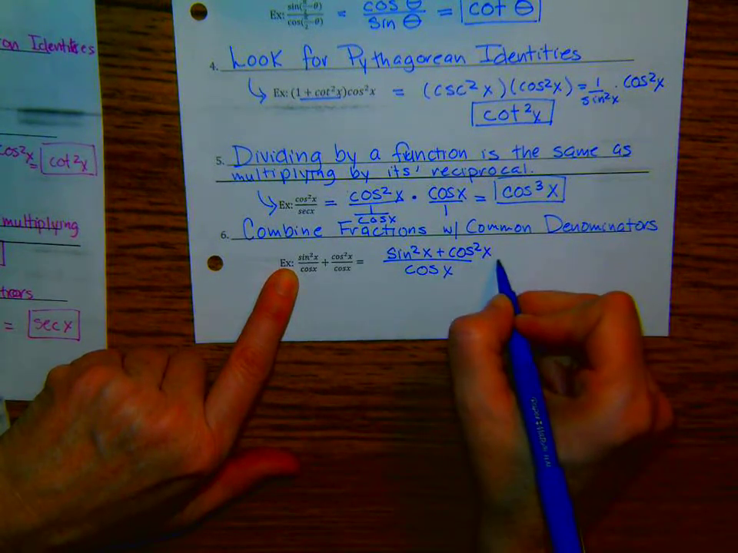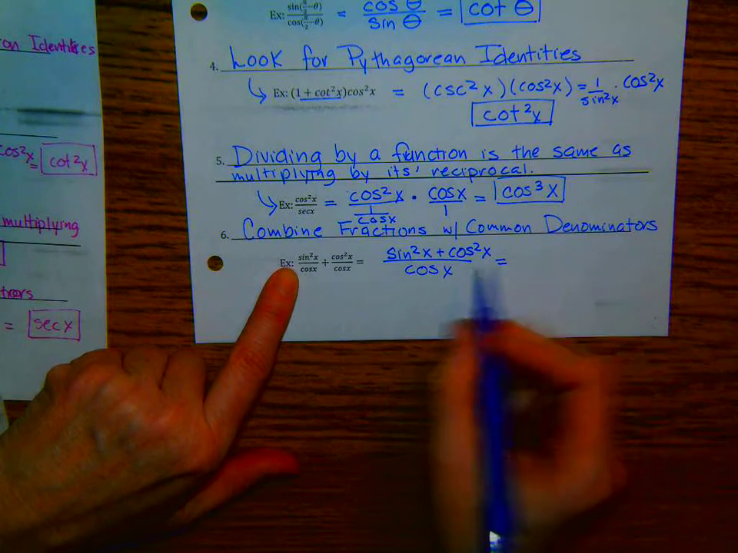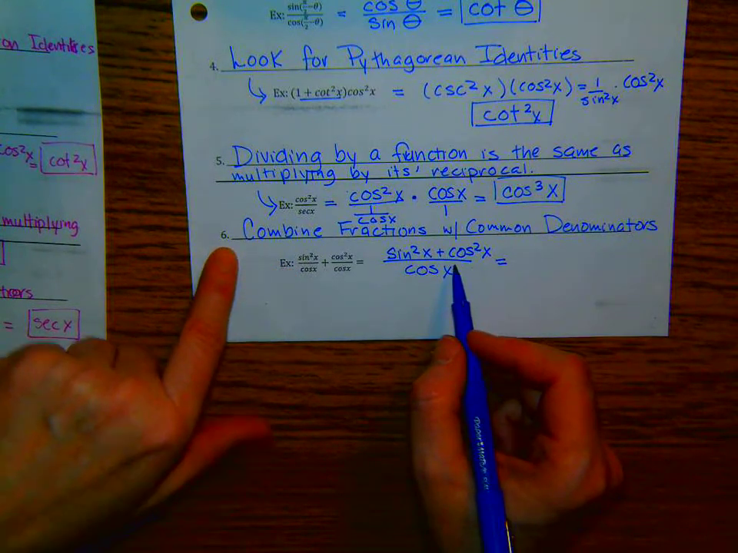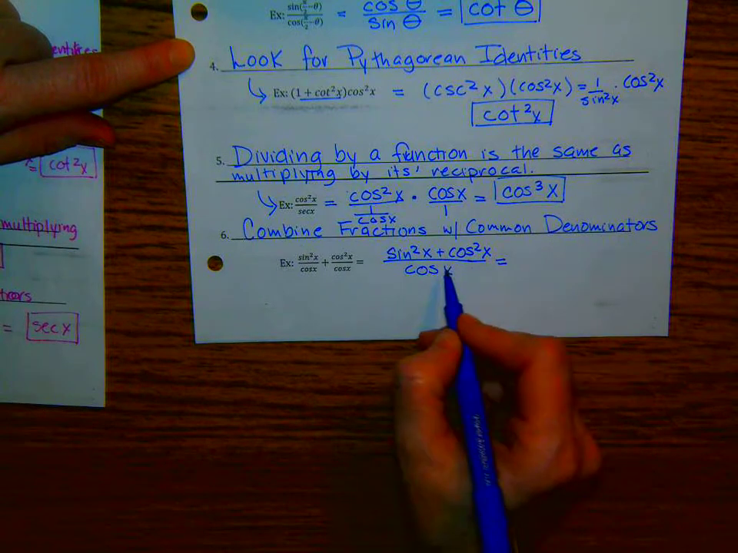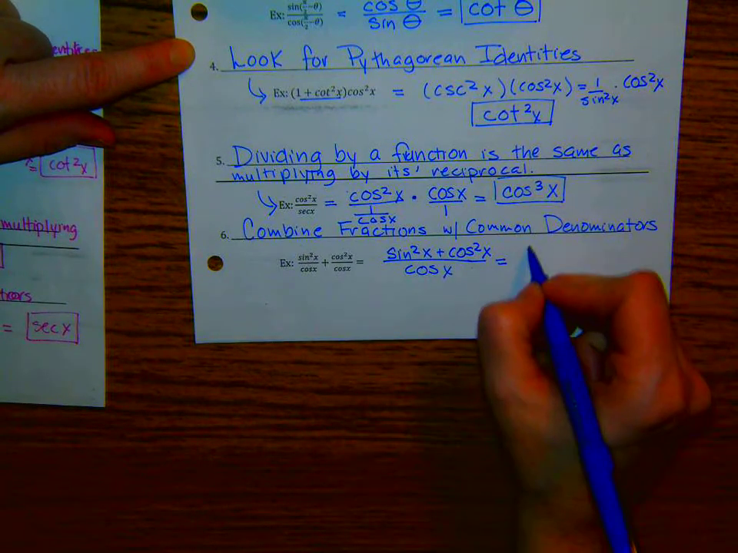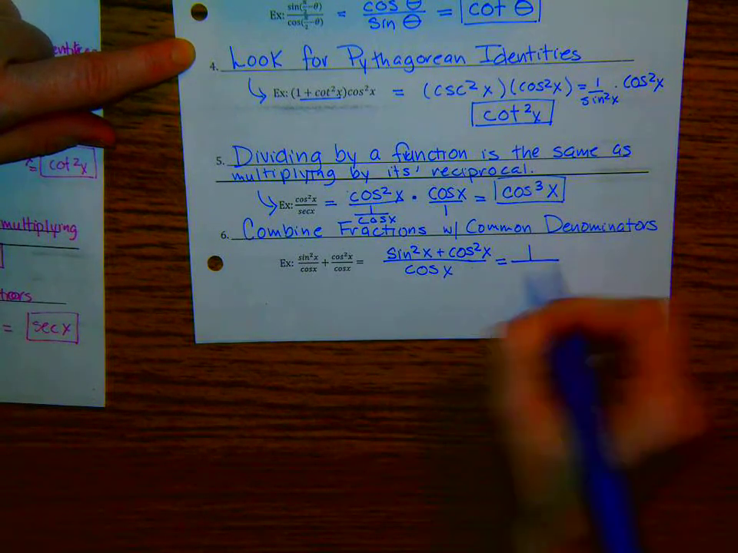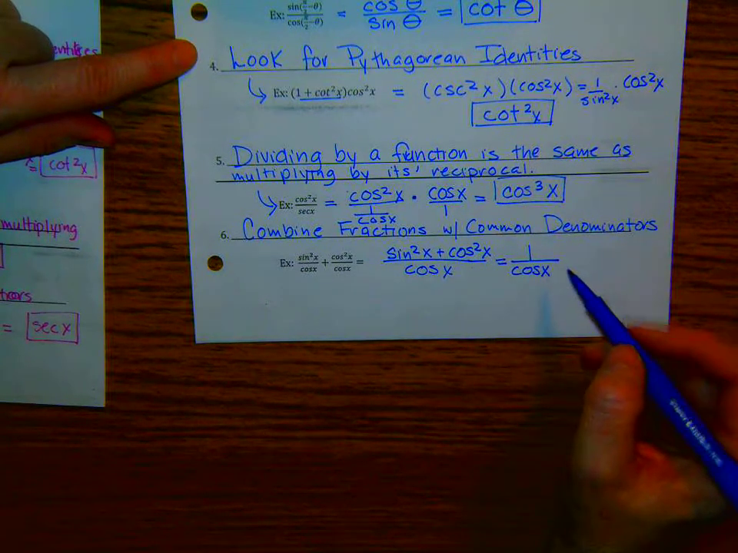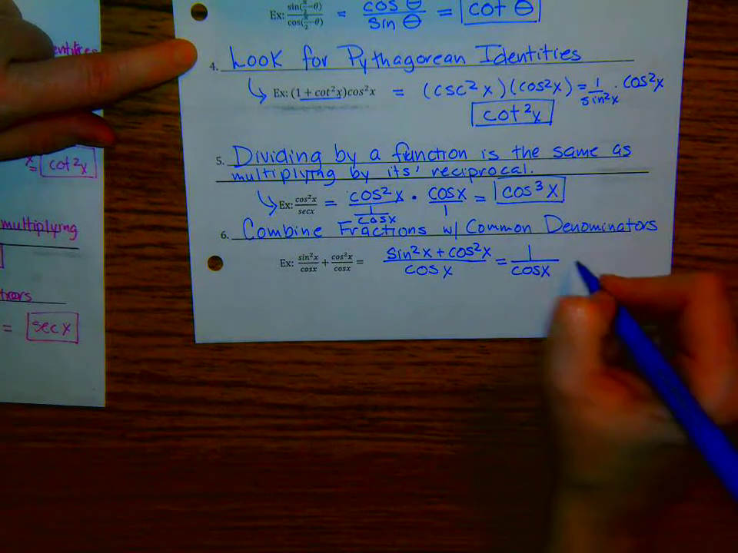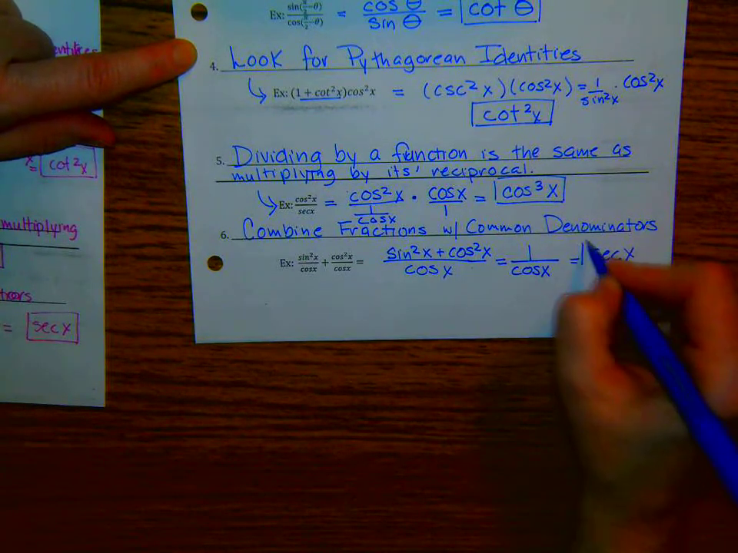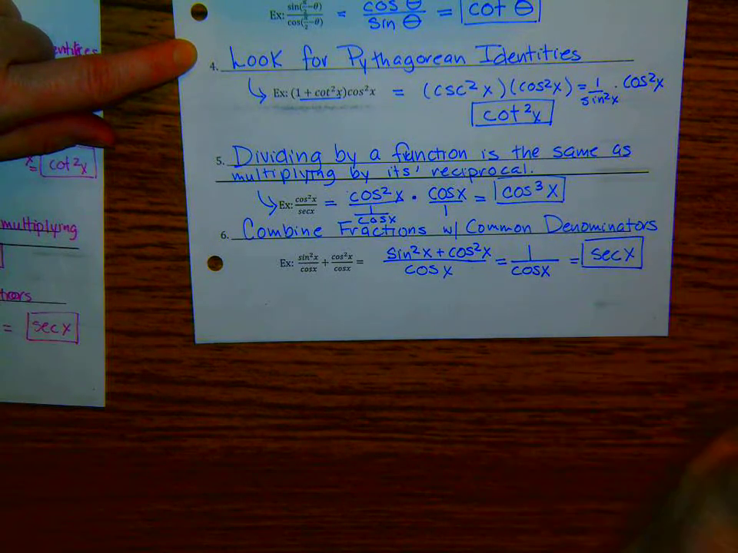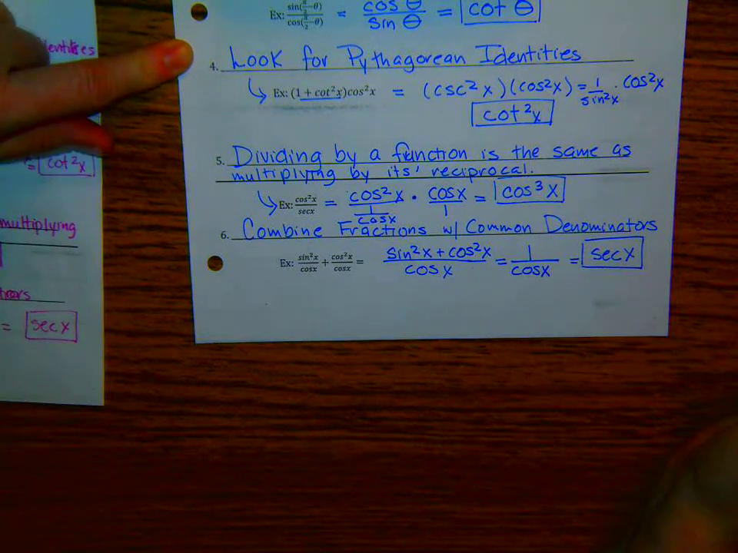Now we're going to combine this number 6 with number 4. Look for Pythagorean identities. We have a Pythagorean identity right here. Sine squared plus cosine squared is 1. So we now have 1 over the cosine of x, and this is another identity. What's 1 over the cosine? Well, that is the secant of x. And there we have a simplification. Those are 6 strategies.